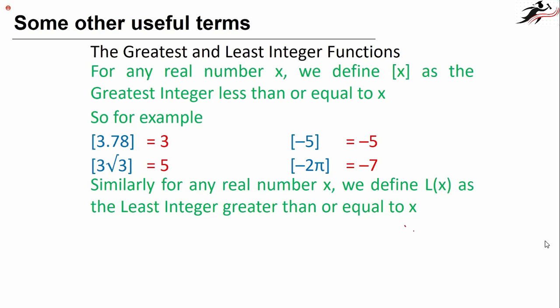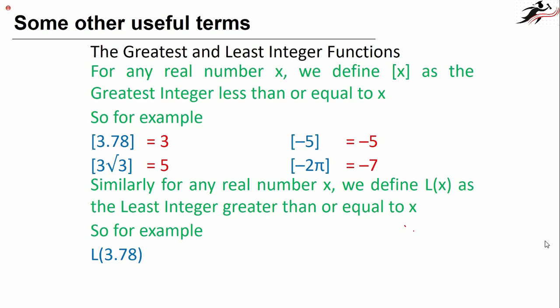Similarly, for any real number x, we define L of x as the least integer, which is exactly opposite of what we just did. Earlier I was going to the left on the number line, so now I should go to the right on the number line. So example, least integer of 3.78. So what is an integer that is to the right of 3.78?